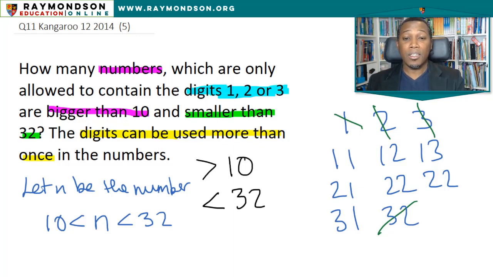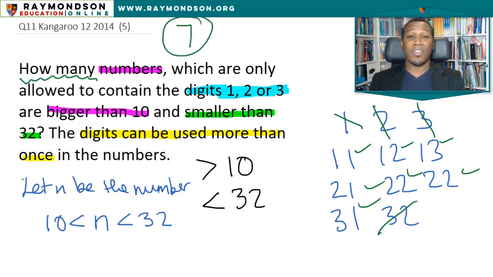So how many numbers? The question wasn't to list the numbers. The question was, I didn't underline it, but that's important, how many numbers are there? Well, there's 1, 2, 3, 4, 5, 6, 7. Your answer to the question: 7. There's 7 numbers that use the digits 1, 2, and 3 that are bigger than 10 and smaller than 32. That's what we're looking for. 7 numbers. Let's go to another.